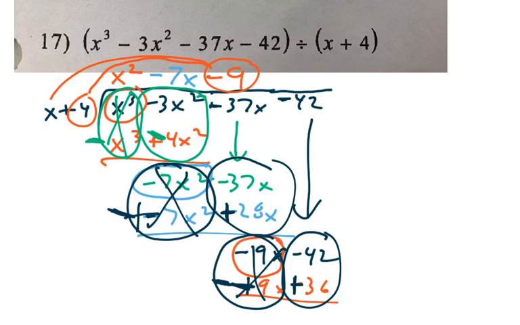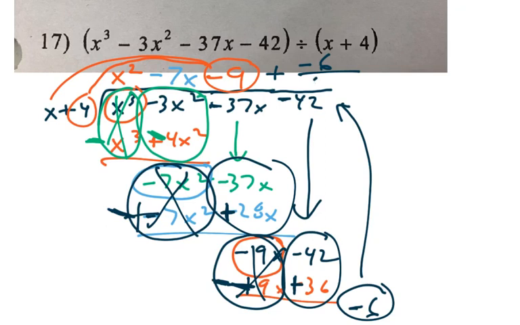Negative 42 and 36 is negative 6. So my remainder is negative 6. So bringing it up here, I'm going to say plus negative 6 over our divisor, x plus 4. And that right there, guys, is our answer. Pause the video if you need to.